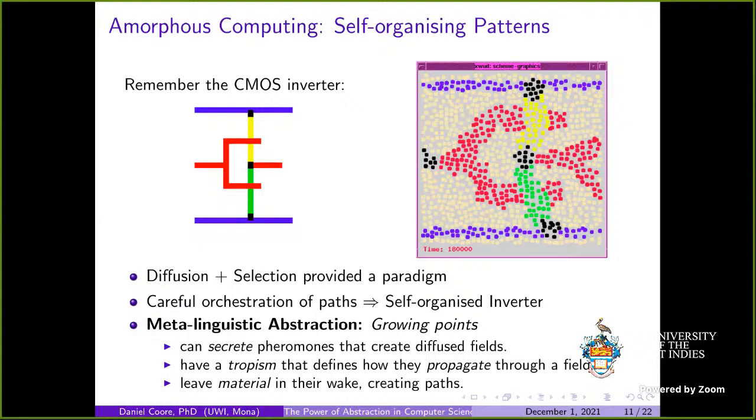So what we see here is diffusion and selection provided a paradigm. And then the careful orchestration of those paths gave us this self-organized inverter. And that's where I was. And at this point, when I showed my supervisor, well, he had actually thrown this out as a challenge. Could we make this kind of pattern self-organized?